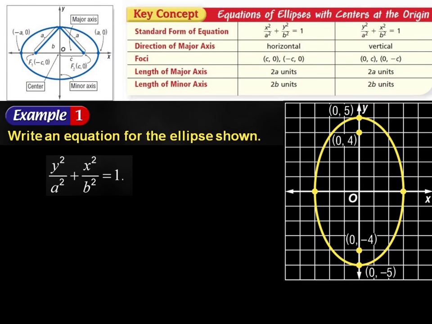Write an equation for the ellipse shown. Okay, this is nice. It's centered at the origin, so I can count. My major axis length is 5, and my minor axis, I guess I should say, is half of it, is 3. So we can just plug into the formula, and we've got y squared over 5 squared plus x squared over 3 squared equals 1.